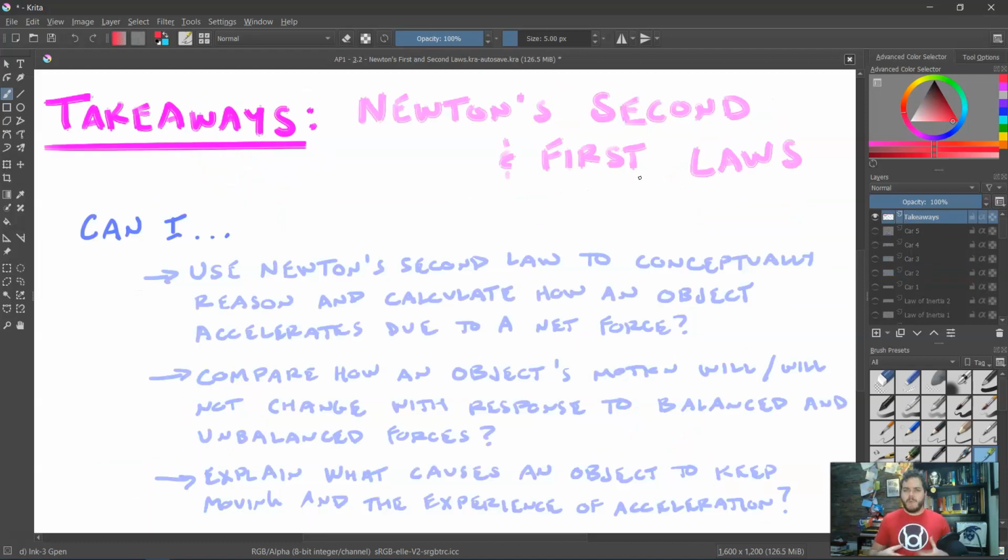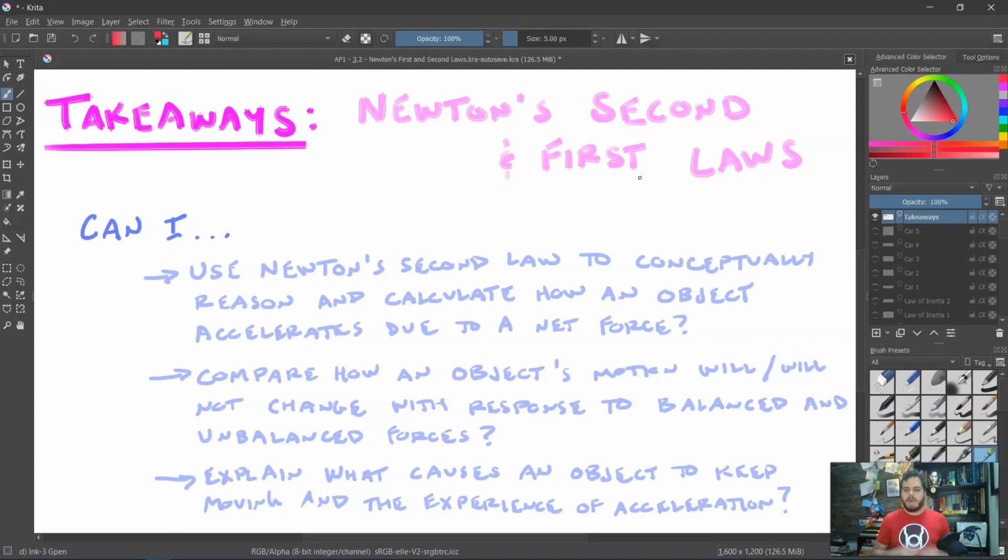So what are the main takeaways on this lesson about Newton's second and first laws of motion? Well, can I use Newton's second law of motion to conceptually reason and calculate how an object accelerates due to a net force? Now remember, that second law is just a, the acceleration, is equal to the net force divided by the inertial mass. Now, a lot of times we see that a different way, where the net force is equal to mass times acceleration, but I want you to be careful that that's a totally fine calculation, but that is not the way to conceptually think about it. The acceleration does not cause the force, the force causes the acceleration.